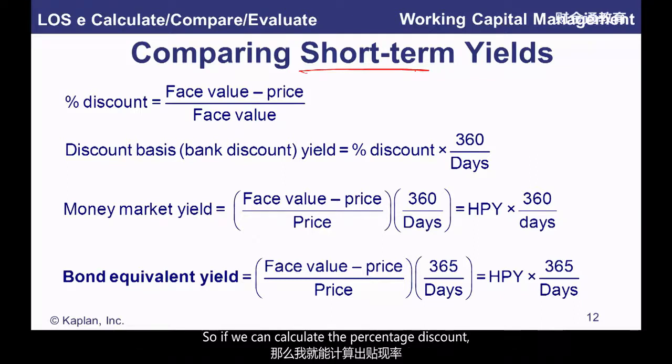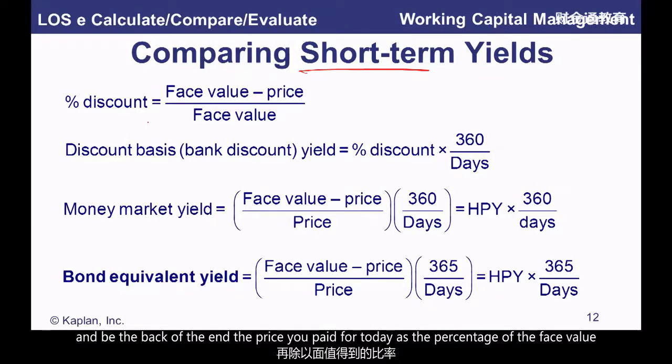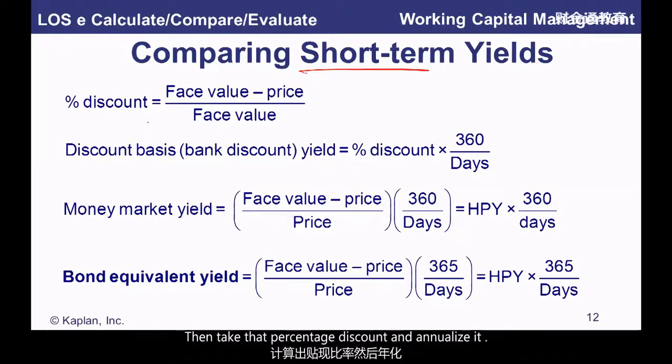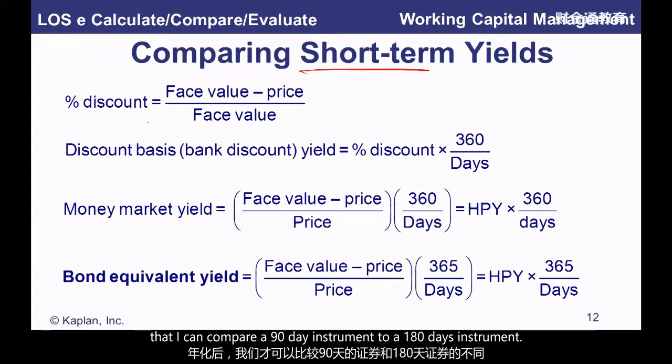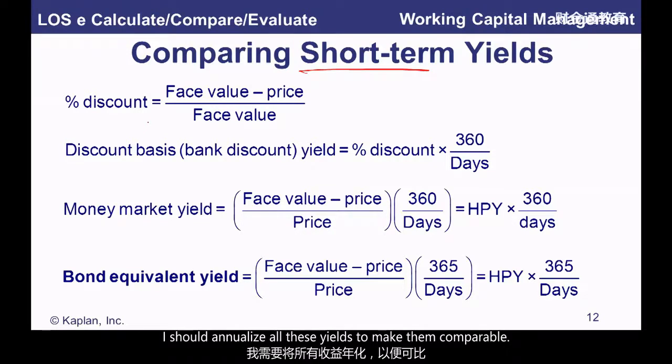So if we can calculate the percentage discount, so it's just the difference between the face value, what you get back at the end, and the price that you've paid for it today as a percentage of the face value. Then take that percentage discount and annualize it so that I can compare a 90-day instrument to a 180-day instrument. I should annualize all of these yields to make them comparable.